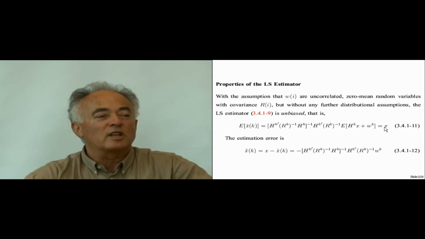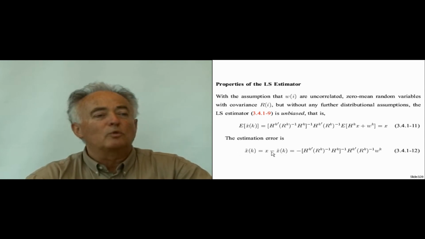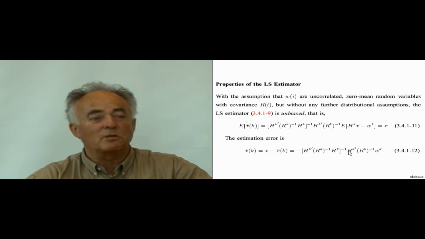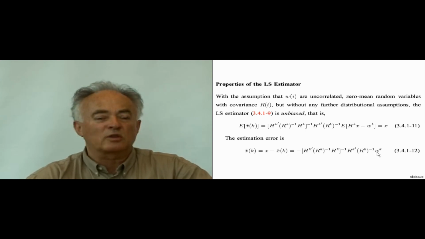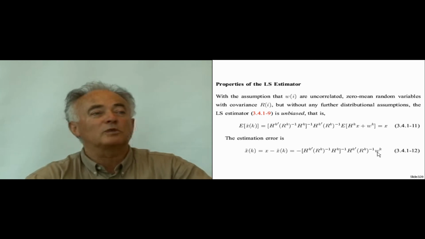The estimation error, x tilde, is x minus x hat, and if you subtract x hat from x, you end up with minus (H_k' R_k^-1 H_k)^-1 H_k' R_k^-1 w super k. So the stacked vector of noises is what really becomes the error in my estimation. The reason this is convenient is we can take the outer product of this with itself.